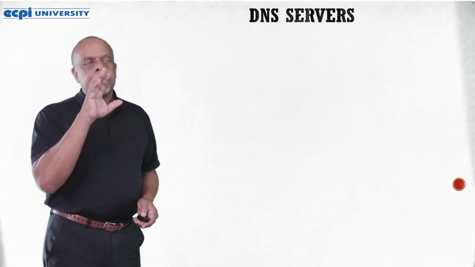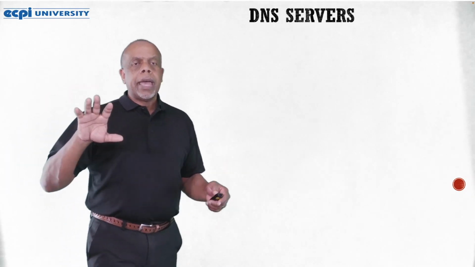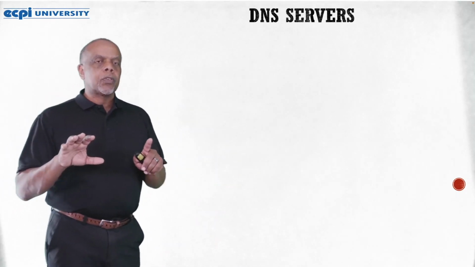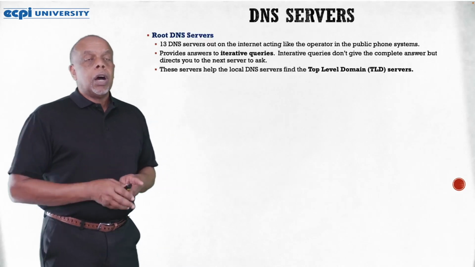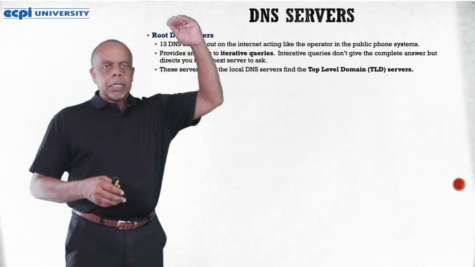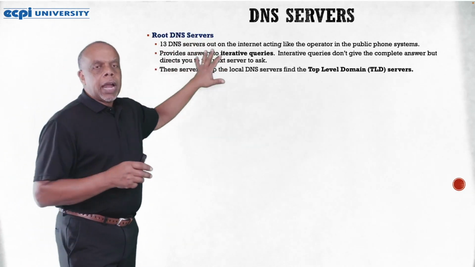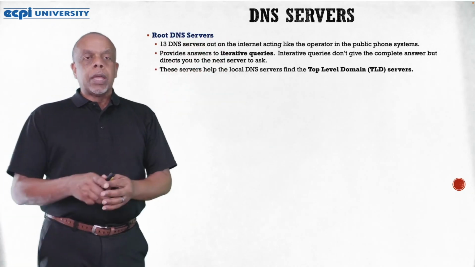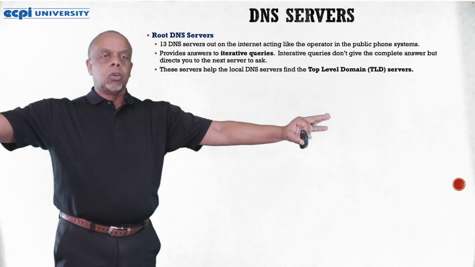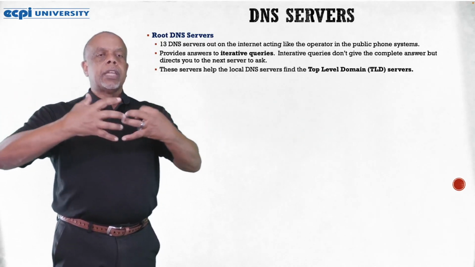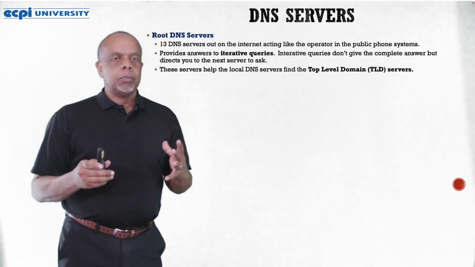Now, within this hierarchy, we have a lot of different types of servers. It's important to understand the differences between these different types of servers. First of all, at the very top of this structure, we have our root DNS servers. Now, this is 13 servers across the globe, across the internet, tied together, and really what they do is they act like giant phone books.